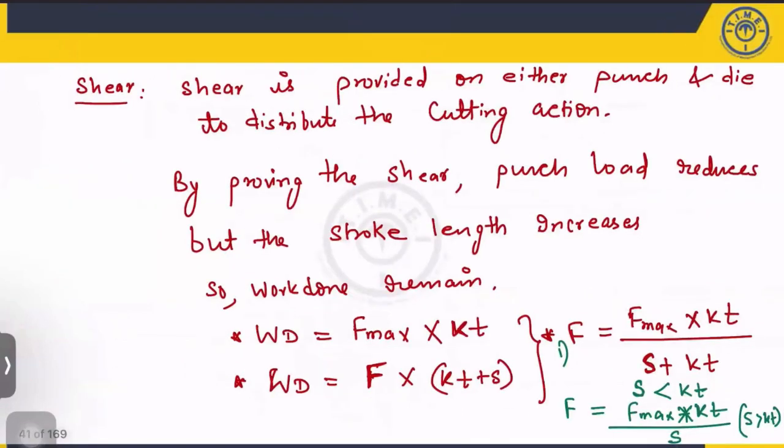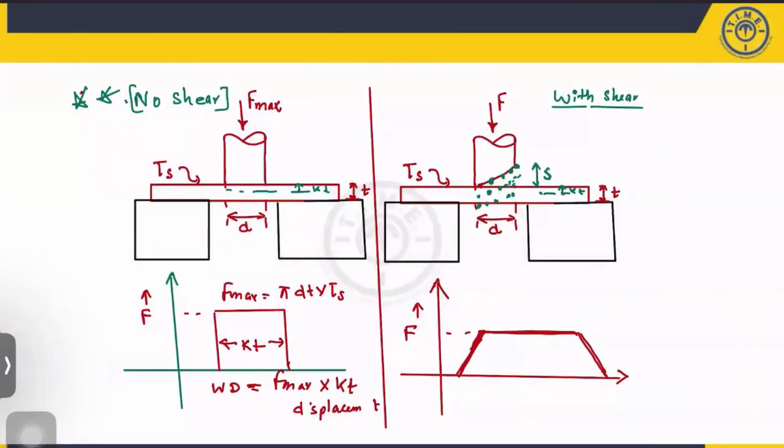So let me first explain. In the case of a sheet metal operation, this is the sheet metal. With the help of a punch, you can shear off this particular material. That means the shearing action is going to happen, but whatever force you are applying will be the maximum force. If you want to calculate the work done, it is force into displacement, how much penetration is happening in the sheet metal. So F max into KT is nothing but the work done.